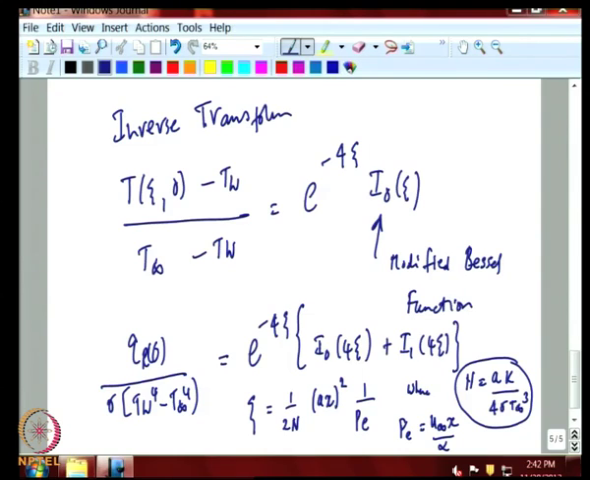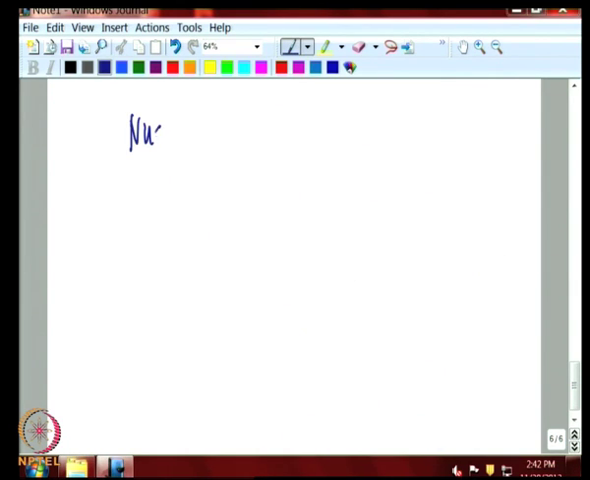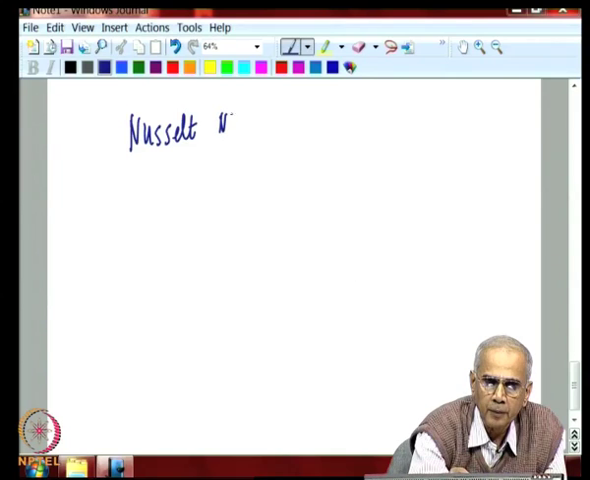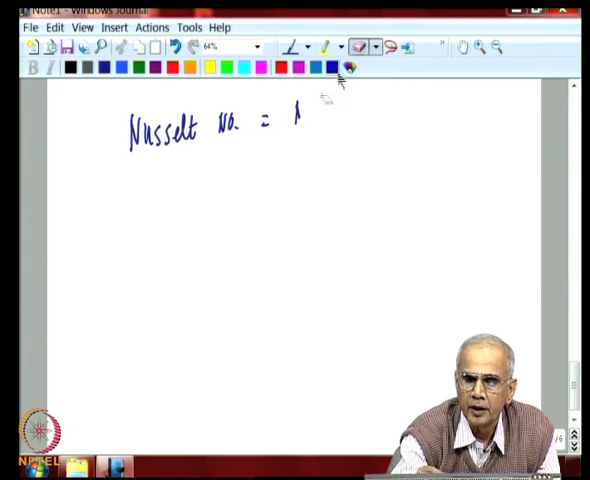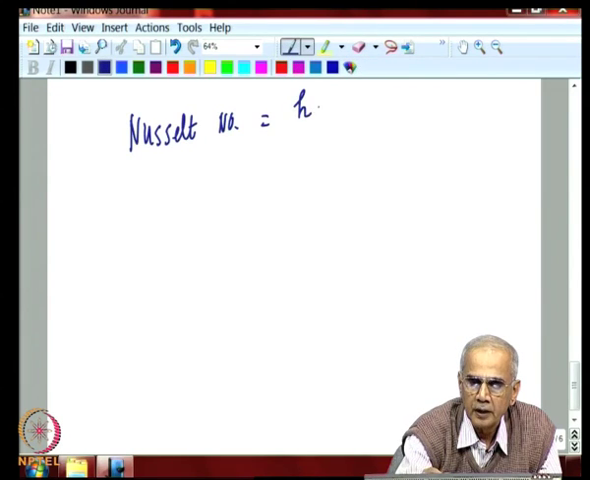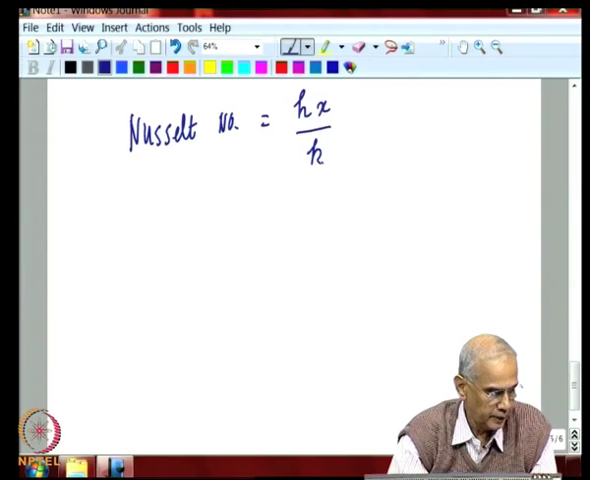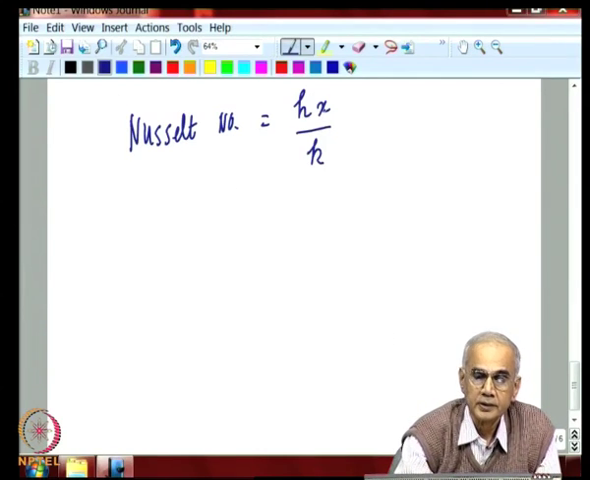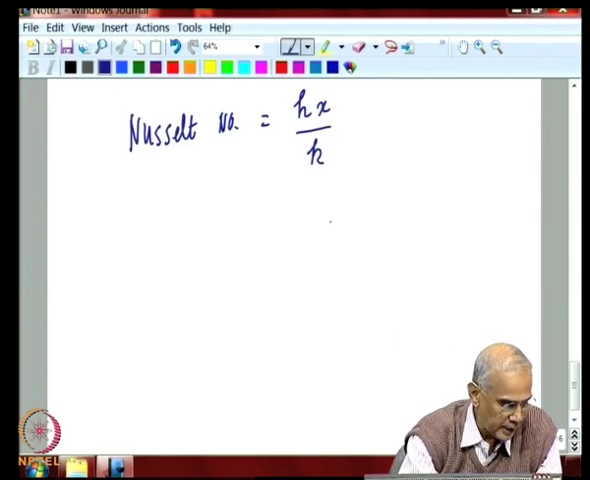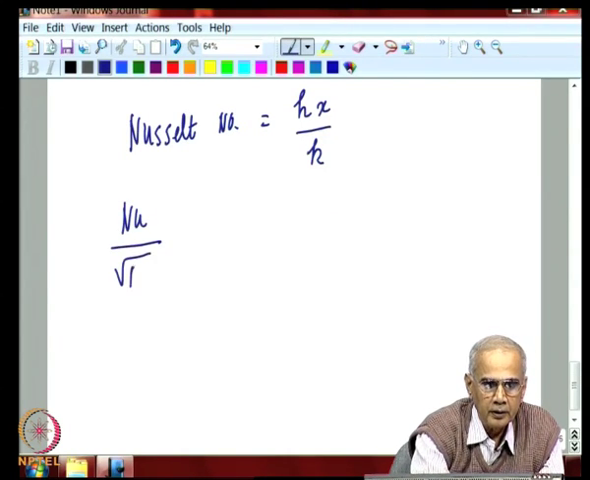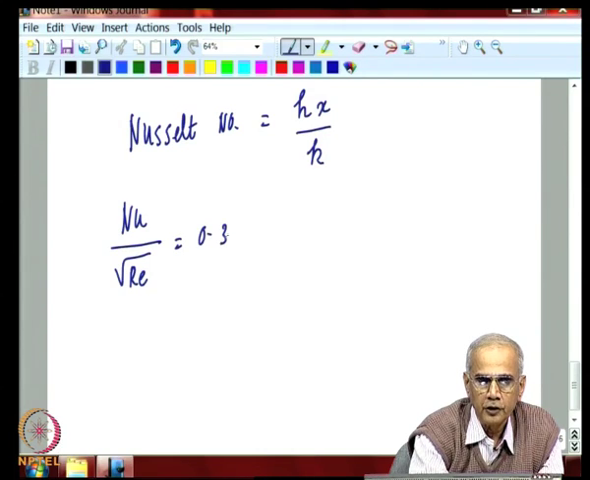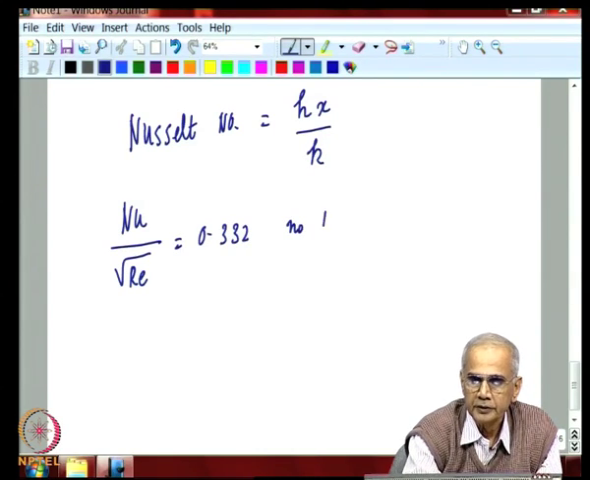Now, just to give you a flavor of the kind of effect this result has, well, let us look at Nusselt number. All of you have heard of Nusselt number, which is a non-dimensional measure of the heat transfer coefficient. In this case, the Nusselt number will be defined by H x by k. Okay. H heat transfer coefficient, x is the horizontal scale and k is the conductivity of the gas. And many of you would be aware that for laminar flow over a flat plate, this typically comes out as 0.332 when there is no radiation.